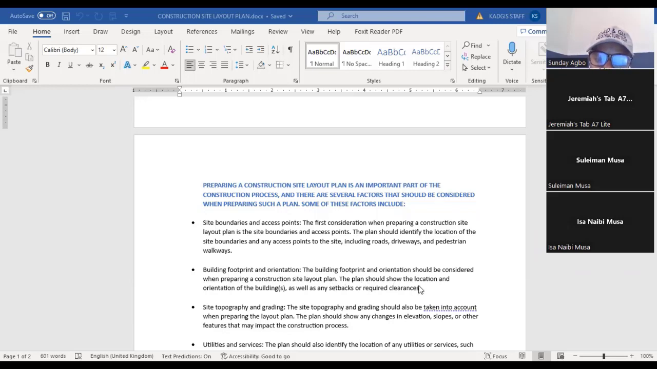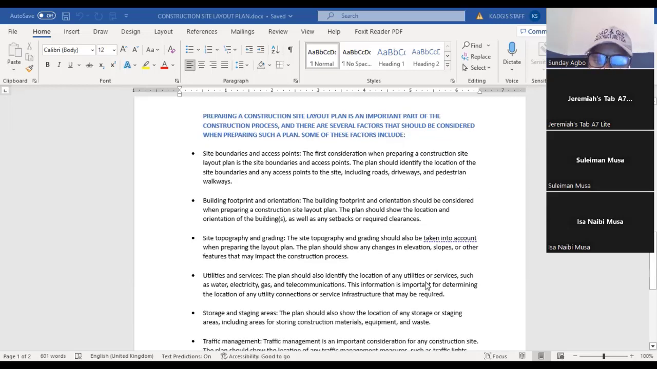The plan should show the location and orientation of the building as well as the setback and required clearance. Okay. Site topography and grading should be considered. The slope of the site should also be considered because that will determine the placement of your building, possibly your proposed site, and possibly your drainage, your water tank, and all others.